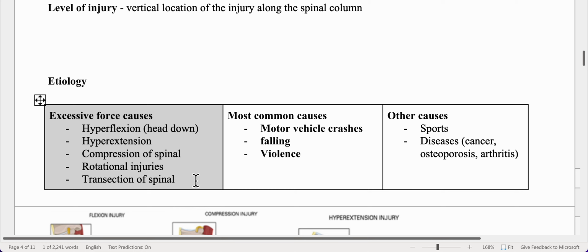Etiology. Excessive force causes hyperflexion, head down. Hyperextension. Compression of the spine. Rotational injuries.